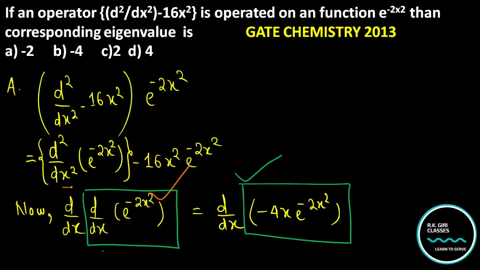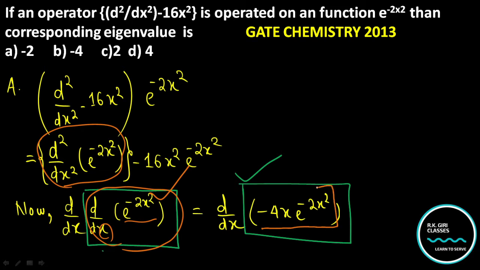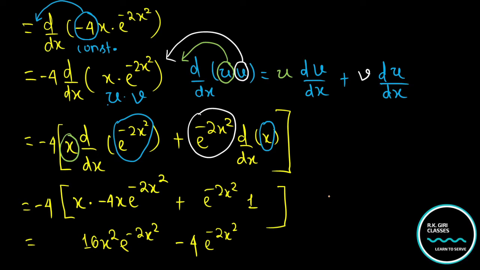So the double differentiation of e to the power minus 2x square. The first differentiation of e to the power minus 2x square with respect to x was minus 4x e to the power minus 2x square. Now we will take the differentiation of minus 4x e to the power minus 2x square. Okay, minus 4 is your constant, put the constant outside of the differentiation, that is minus 4 d by dx of x e to the power minus 2x square.